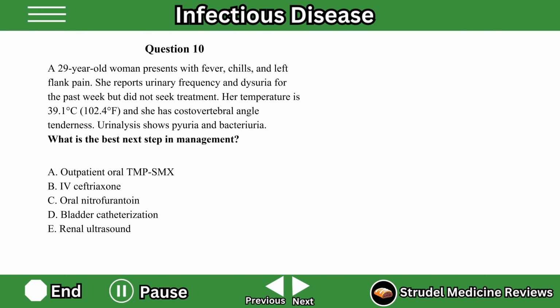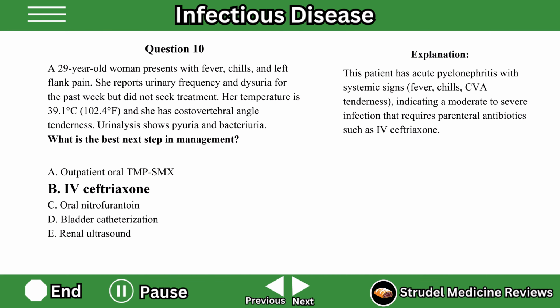So here you should be thinking about B, IV ceftriaxone, given that this patient has signs of acute pyelonephritis with systemic involvement, including fever, chills, CVA tenderness. So that would require IV antibiotics and probably hospital admission.